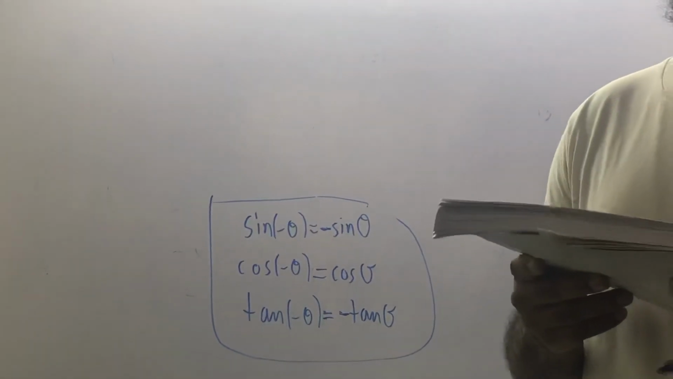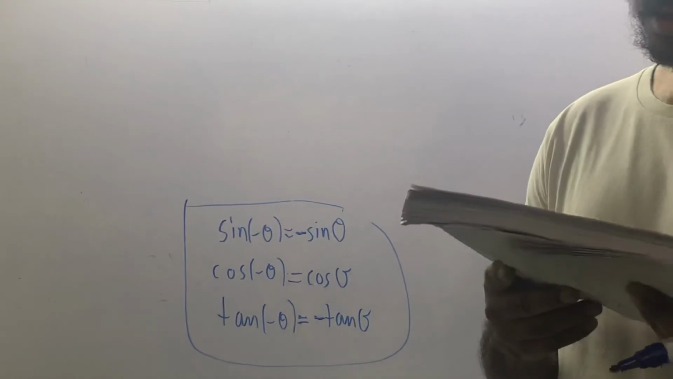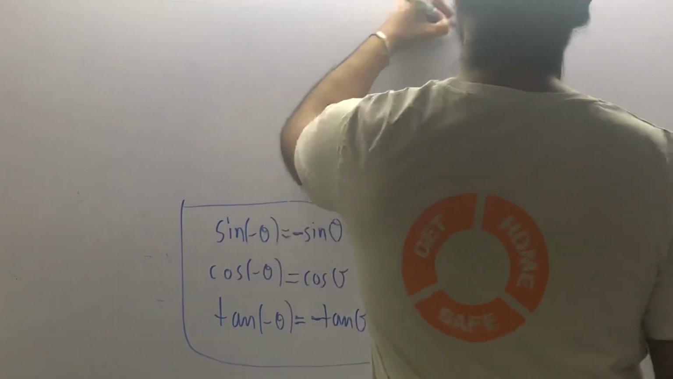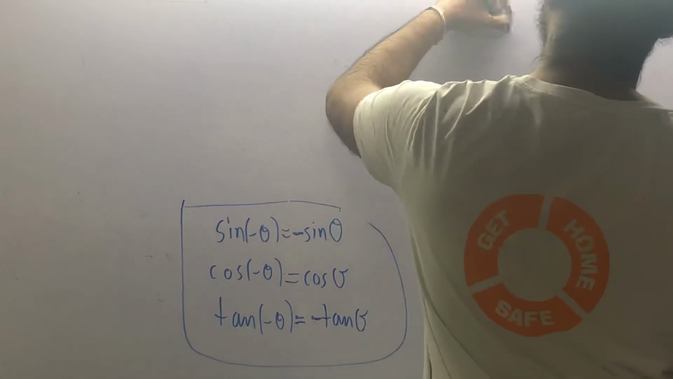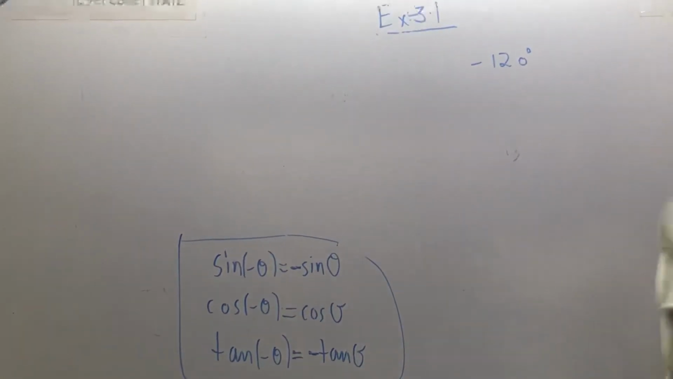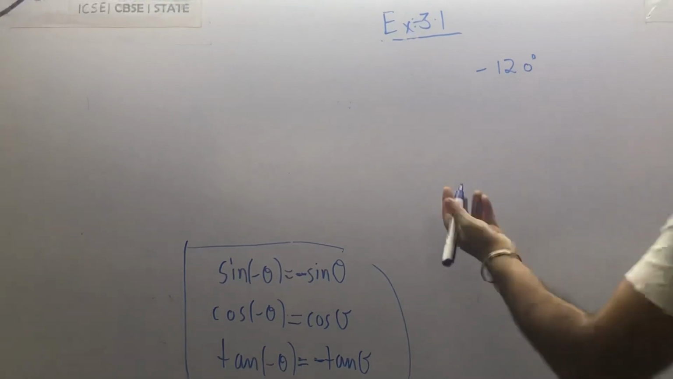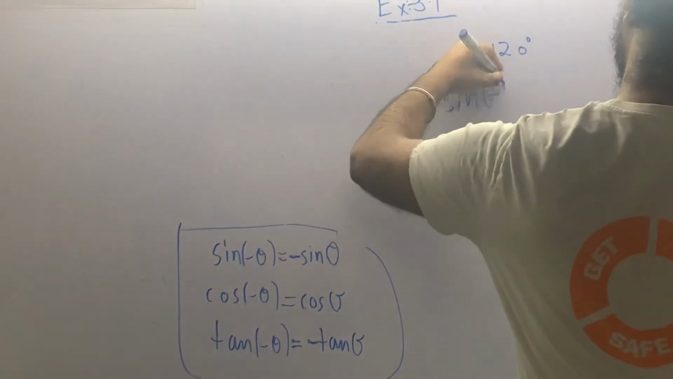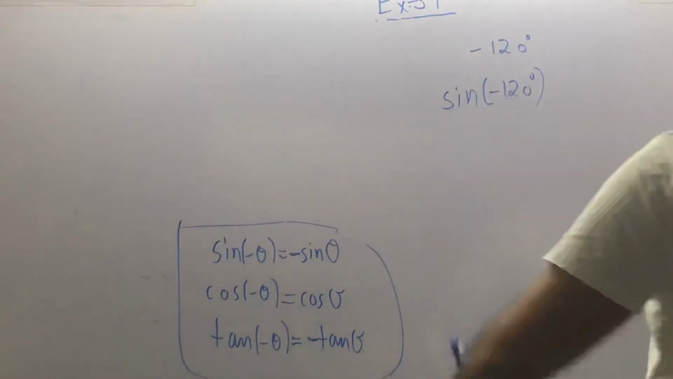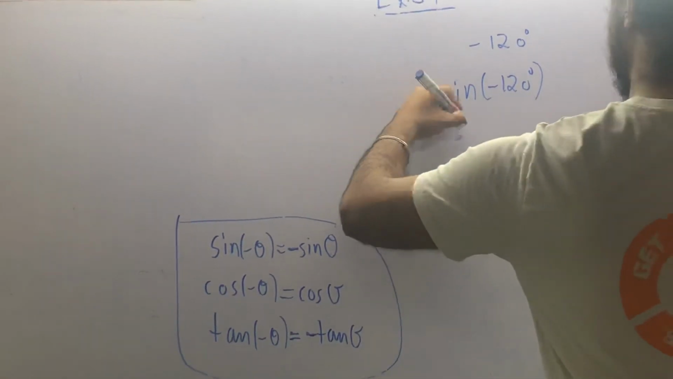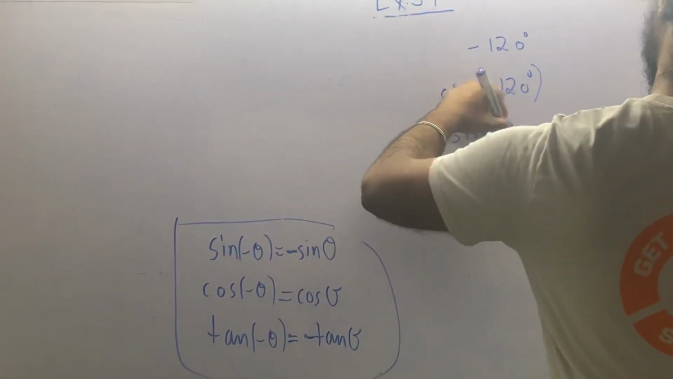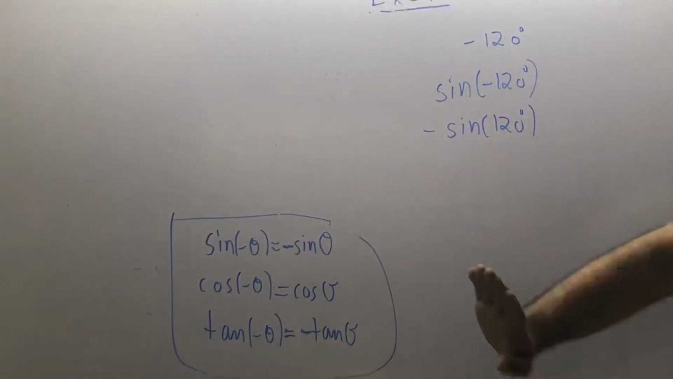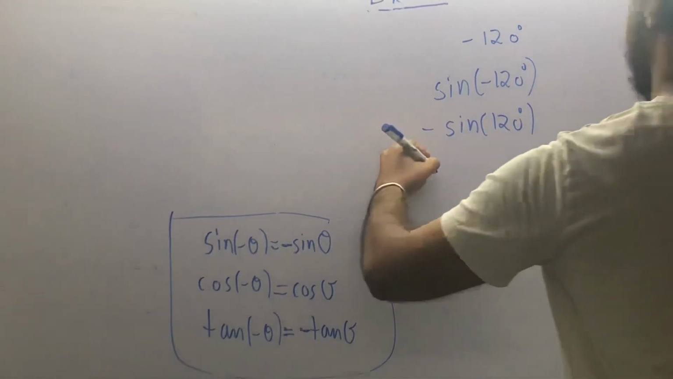I will start with greater than 90 degrees, and that is 120 degrees. We will start with minus 120. It is very simple. So sine of minus 120 is minus sine 120, because of the identity I have written for you already.